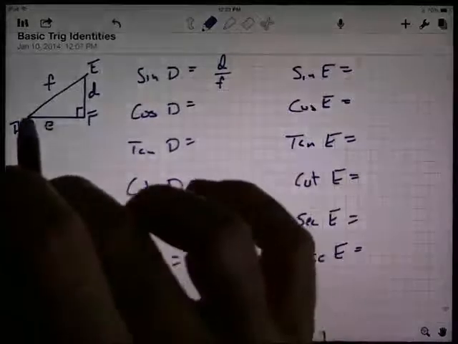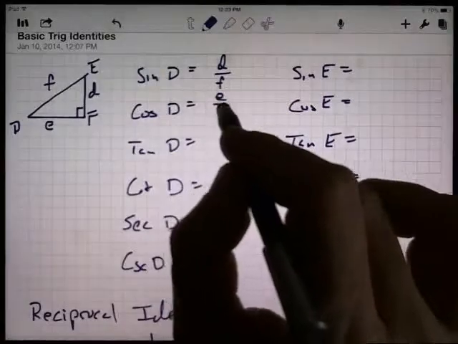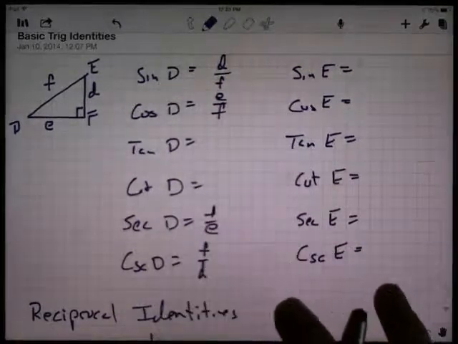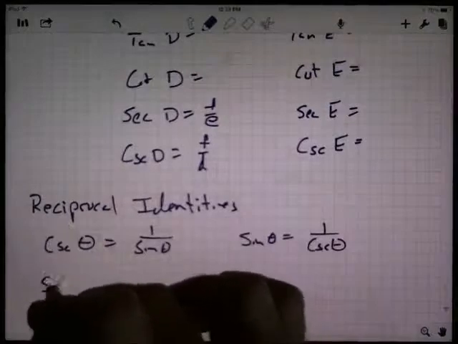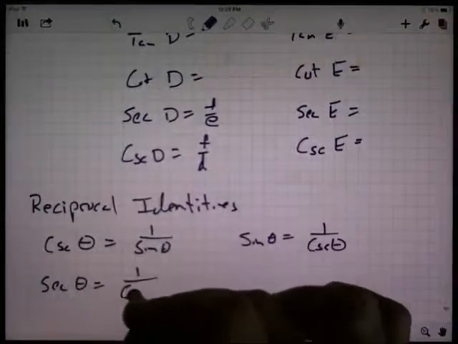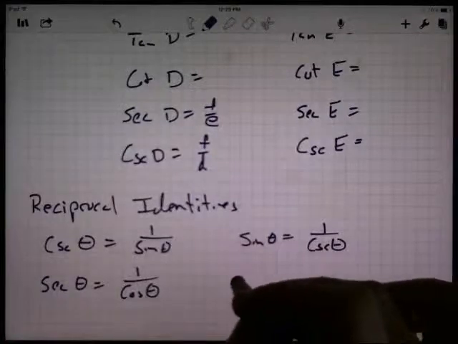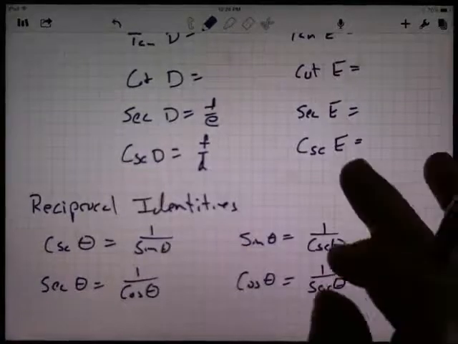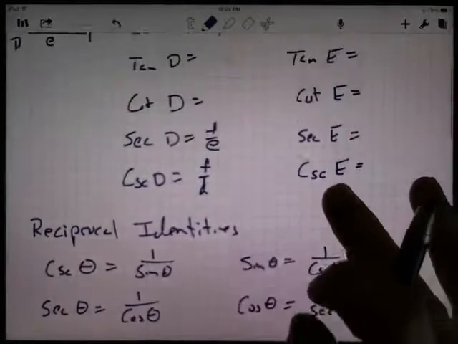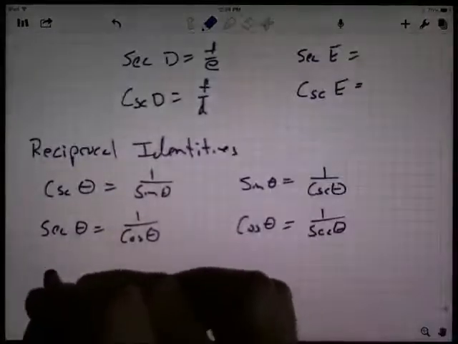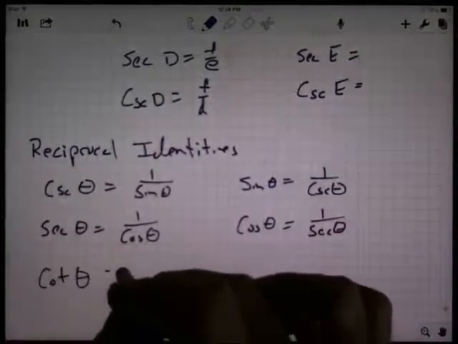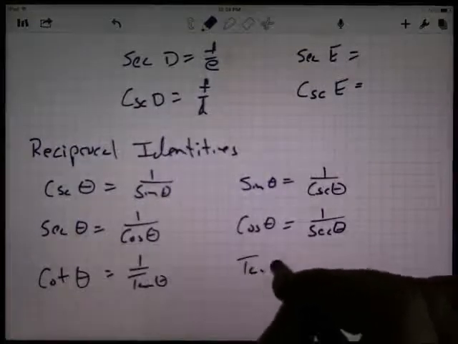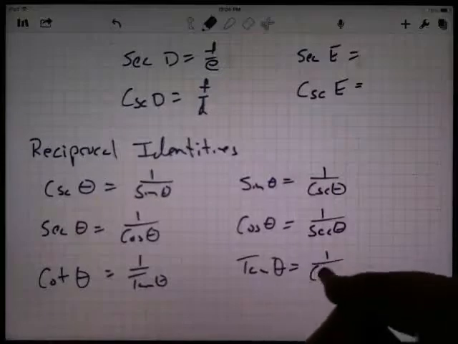once you've got the cosine of D, E over F, then it's easy to get the secant because you just flip it upside down, F over E, right? So the secant of theta is the reciprocal of the cosine, and the cosine is the reciprocal of the secant. Right? Now there's another one in there for tangent. I haven't written down tangent yet, but tangent and cotangent work as well, so let's write it down here. Cotangent theta equals 1 over the tangent theta. And the tangent theta is the reciprocal of the cotangent theta.